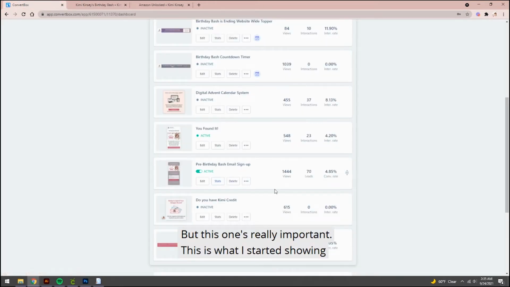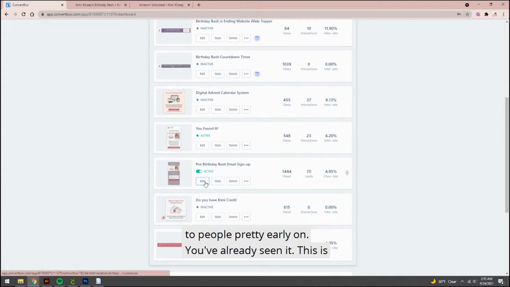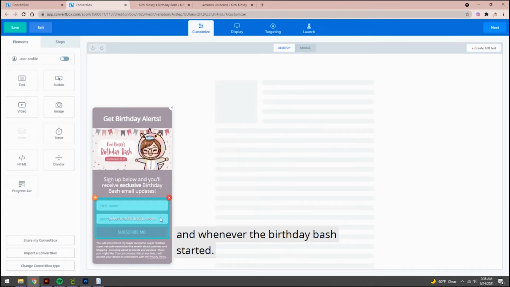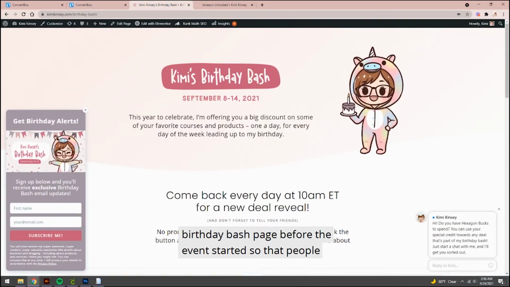But this one's really important. This is what I started showing to people pretty early on. You've already seen it. This is a get birthday alerts way for people to sign up and actually get onto my email list, specifically so that they could get emailed by me every time one of the new deals was revealed and whenever the birthday bash started. This one was pretty key. I actually started sharing the birthday bash page before the event started so that people could get an idea that something was coming, that this was happening, and then they could sign up and get this.